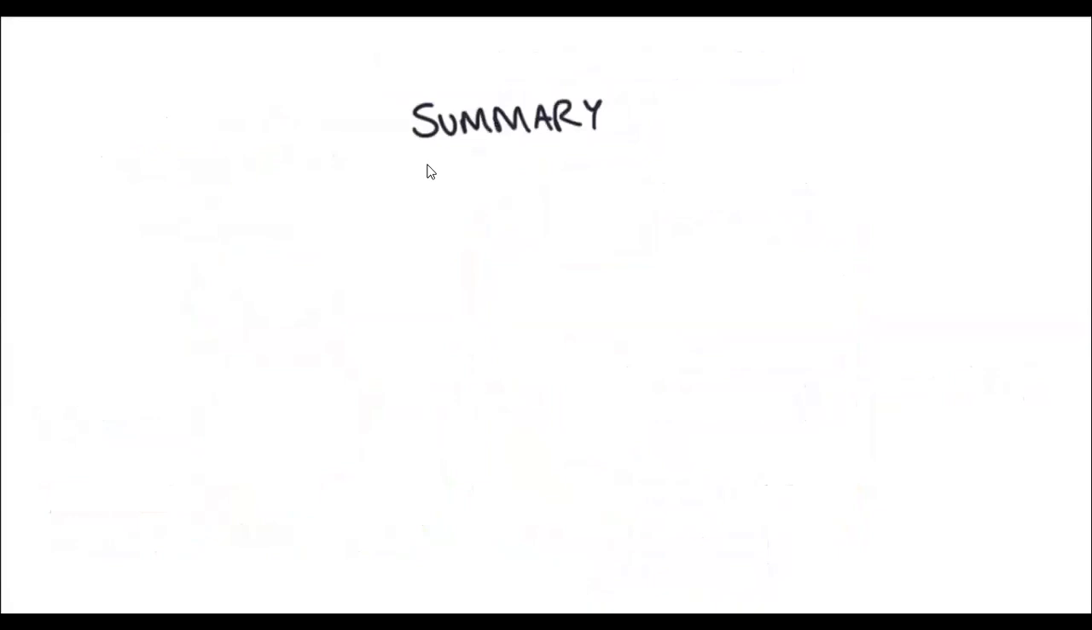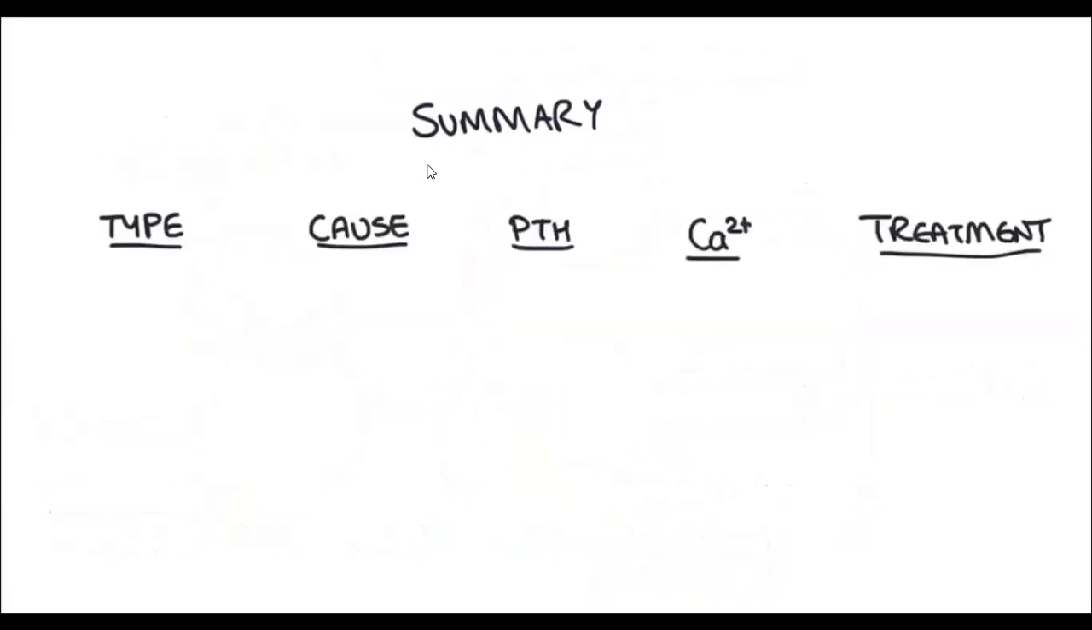So to summarize the types, causes, the effects on parathyroid and calcium, and the treatment: primary hyperparathyroidism is caused by a tumor of the parathyroid glands. It causes a high parathyroid hormone that leads to a high serum calcium, and the treatment is surgery.